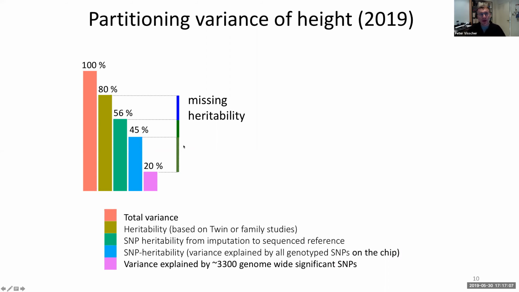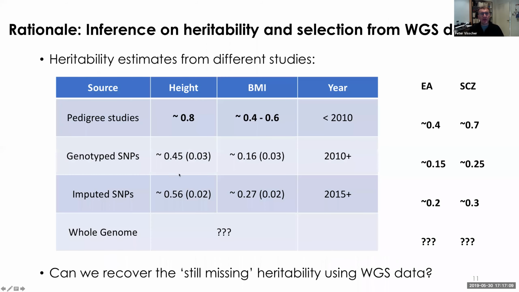If I try to summarize it for a few other traits, here we have the results for height again, here the results for body mass index. Pedigree studies vary a bit more widely, but estimates of heritability are 40 to 60%. We and others first looked at this in 2011, I think, and estimated 11% captured from genotyped SNPs, and more recently 27% from SNPs imputed to a fully sequenced reference panel.